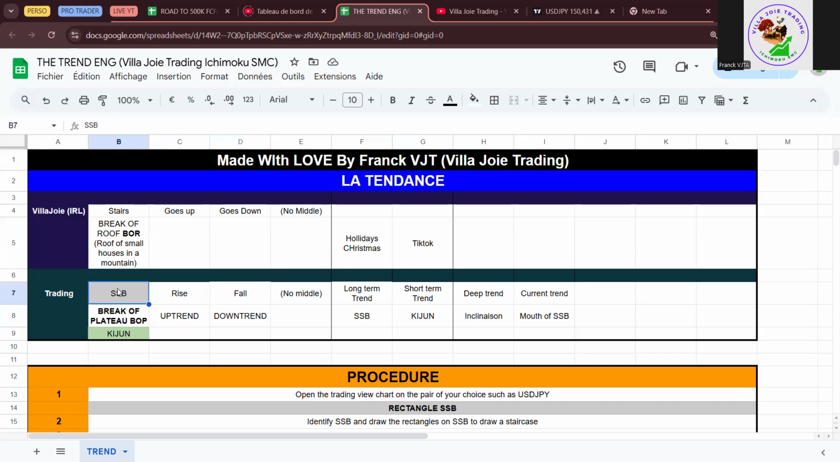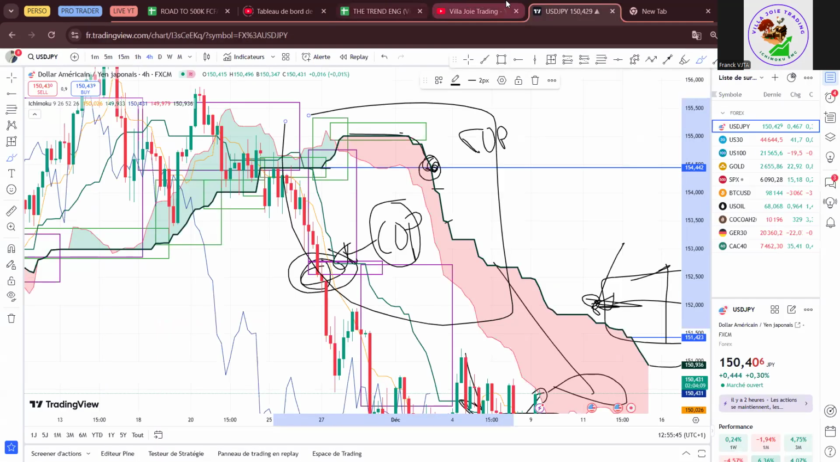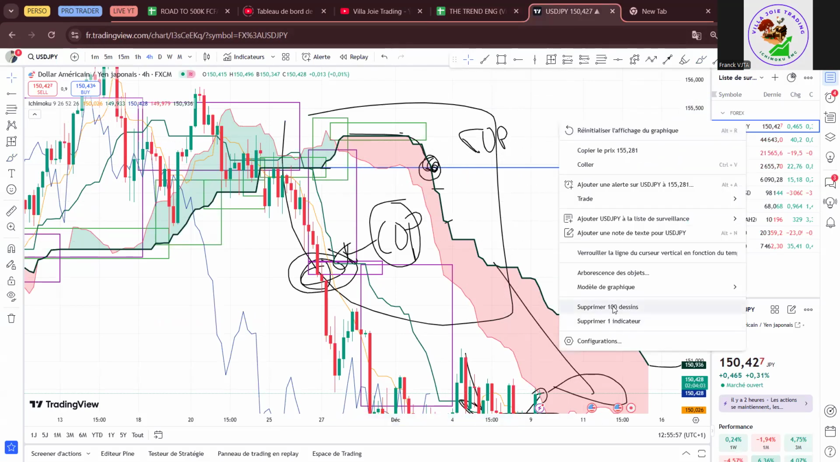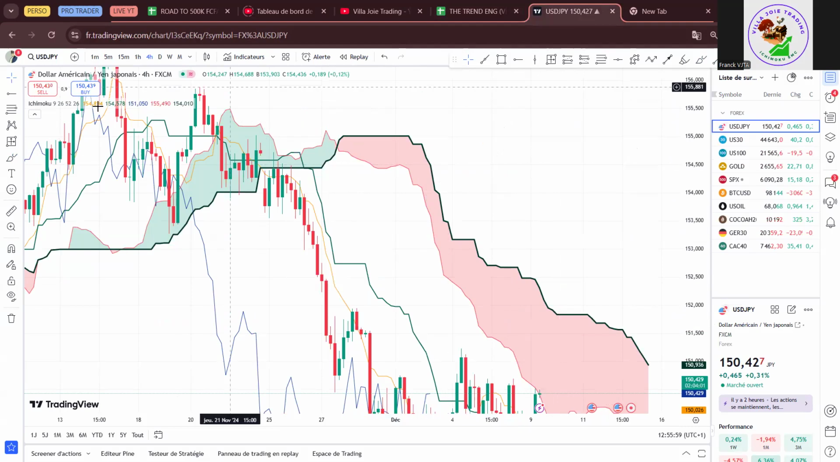So there are only two types of trend, and we look at it with SSB. So let us go to the chart. Here's the chart. Let me erase everything that I did here, and then let me remove Ichimoku.